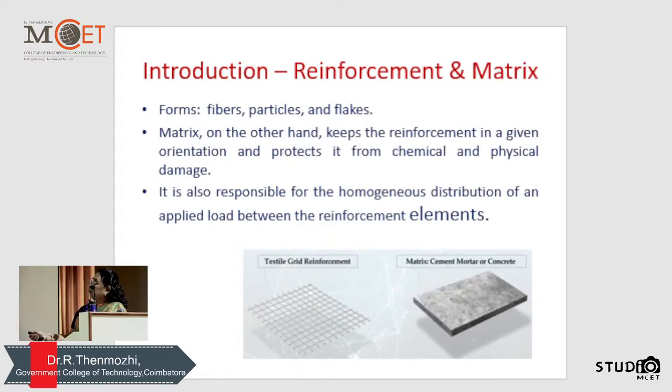And see, again, coming to the types of reinforcement and matrix. There are different forms available in addition to steel bars. It may be in the form of fibers, or particles, or flakes. The matrix, on the other hand, holds the reinforcement in a given orientation, and it protects it from chemical and physical damage. It is also responsible for the homogeneous distribution of loads. So you can see this kind of grid reinforcement. That may be made of steel or GFRP or CFRP, or different types of materials available today. And this will be embedded in the matrix like this.